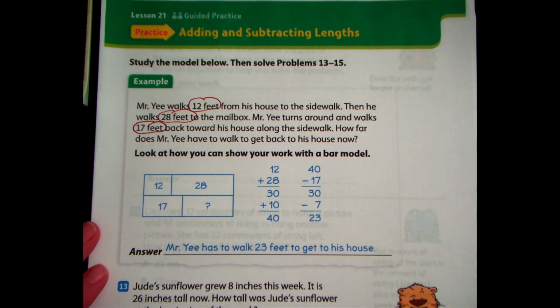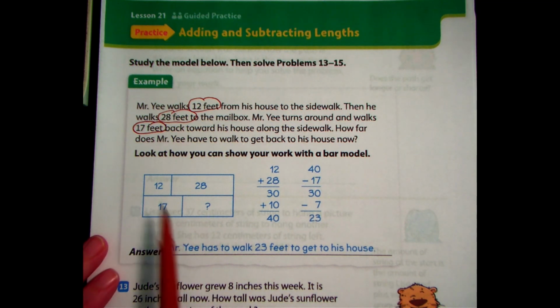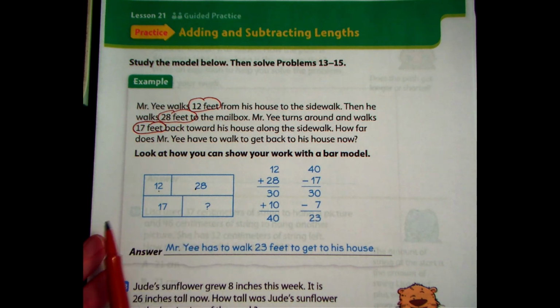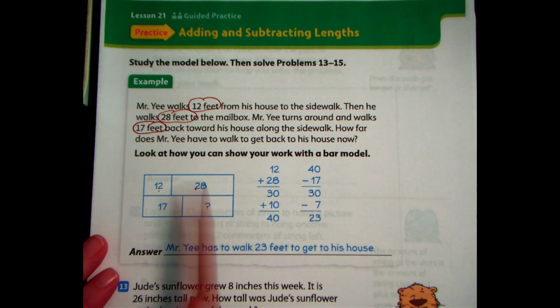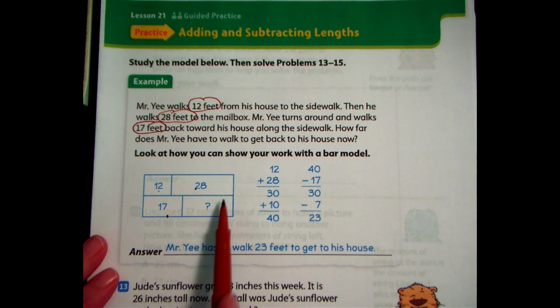Alright, so the model they are showing you is the bar model that you have done this week. So we have 12 and 28 because that is how far he walked to get to the mailbox. And then in the second part, he walks back 17 feet. So now he has some more to walk, and that's what we have to figure out.